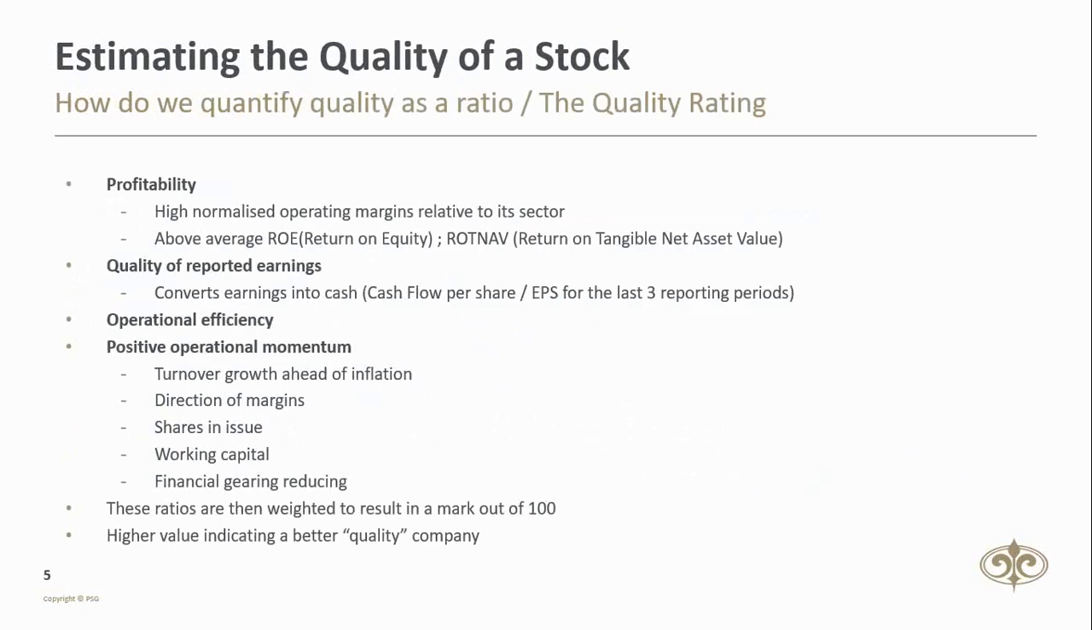Now, when you guys look at the quality of a company, what are some of the things that you consider? Well, firstly, companies may be cheap for a good reason. Poor quality businesses should trade at discounts to their competitors. So in this, we look at profitability, the quality of earnings, which compares how earnings translate to cash flows, operational efficiency, and then lastly, operational momentum. This uses several financial metrics, such as changes in working capital, shares in issue, financial leverage, to name a few.